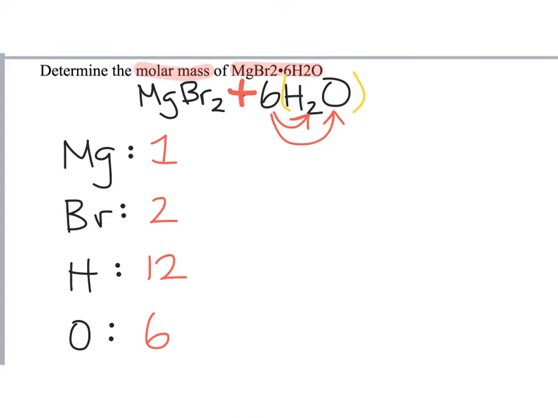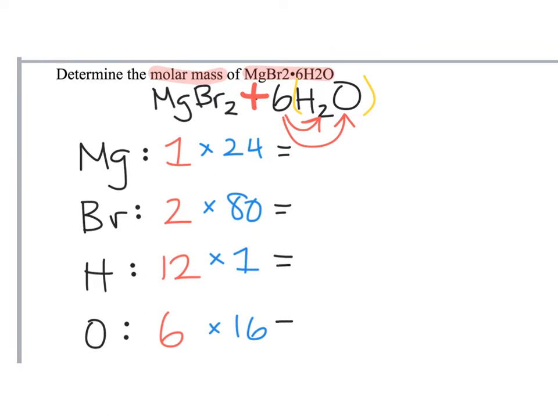But after this, we're not doing anything different. We're going to identify the molar masses of these elements, or their atomic mass, and multiply times how many of that we have. Mg is going to be 24, bromine is going to be 80, hydrogen is going to be 1, and oxygen is going to be 16. Now we're just going to set all of these equal and then add them up just as we have been before. It's going to be 24 plus 160 plus 12 plus 96.